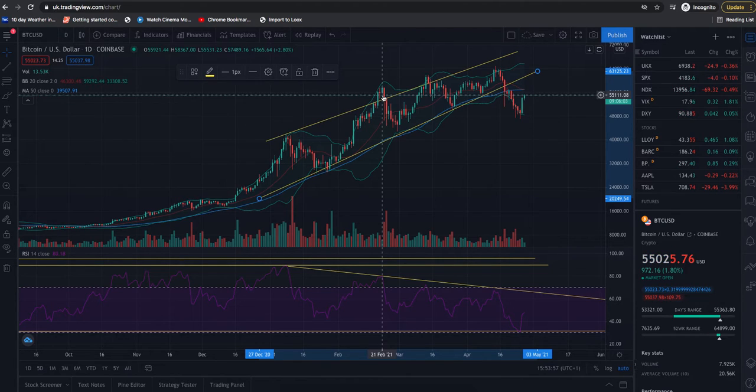So as you can see, as it got to the top of this channel, it broke down. This was the actual Bitcoin dump a few days ago. As you can see, it dropped out of the channel, and then it's slowly trying to build its way back in. Now, it also respects these moving average lines.